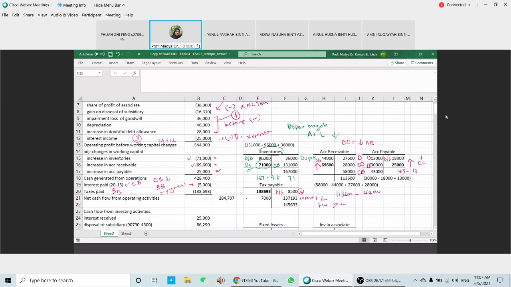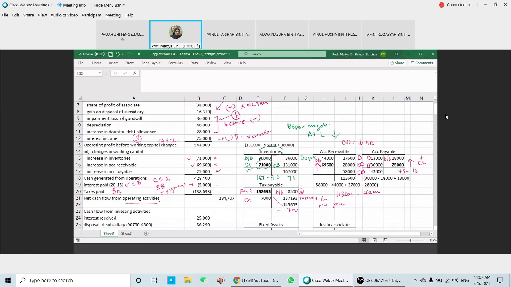Okay, and then this is your ending balance. So the difference that we have here is 143 minus 7. So you minus 7 here, you're going to have 138,693. So this one is debit side. Debit side means that you paid. So this is the interest paid. So you're going to have 555 minus 428 minus 5 minus 138, and then you're going to have 284,707. So this one is cash flow from operating activities.